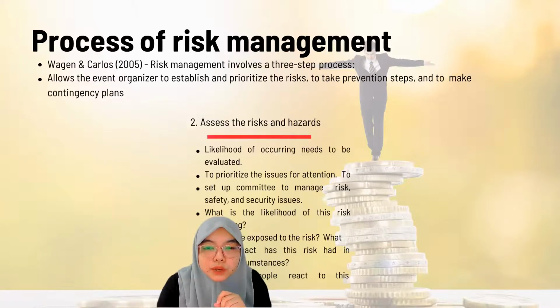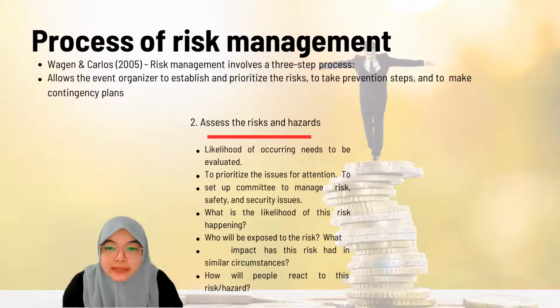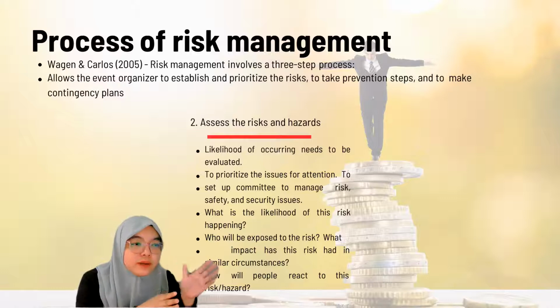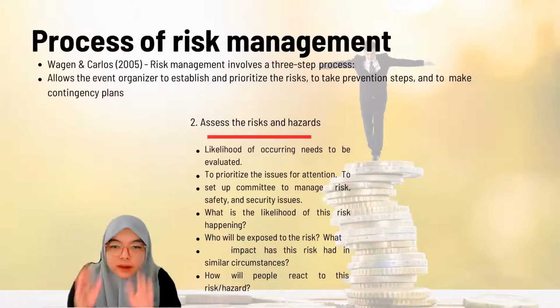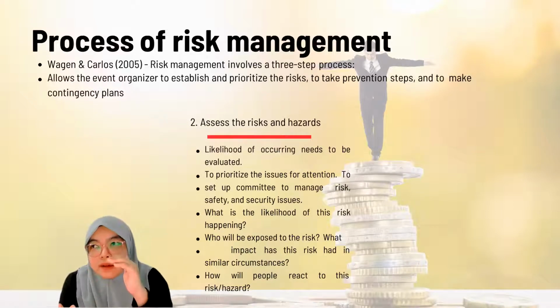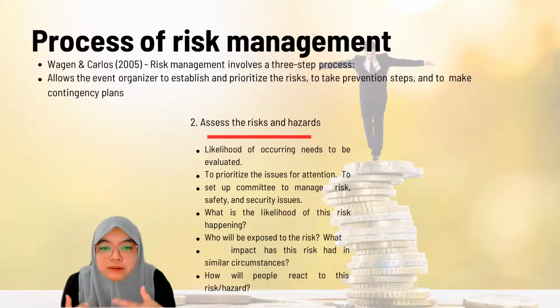Okay, so next. This is number two, meaning you need to assess the risk and hazard. Likelihood of occurring needs to be evaluated to prioritize the issues of attention, to set up a committee to manage risk, safety, and security issues. After you have identified the risk, now you need to prioritize the issues. Does this problem require urgent attention or not? Will this problem cause a big effect to our event or not? So that's why you need to check.